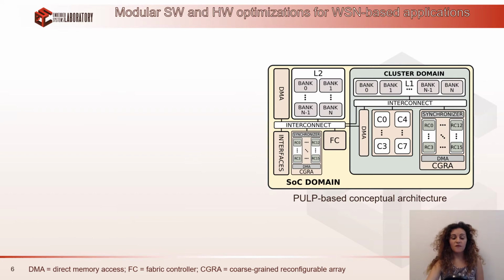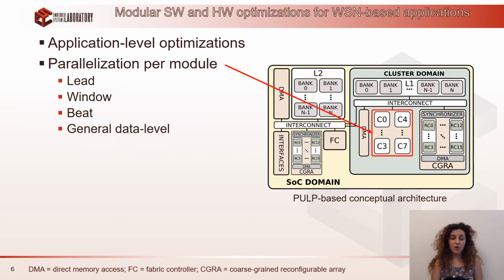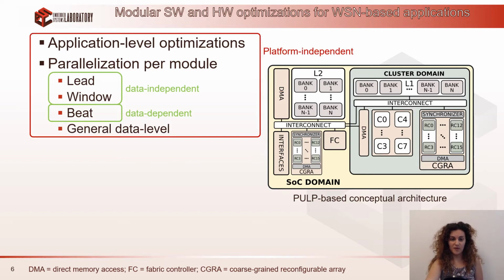In the context of WSN-based biomedical applications, we propose modular software and hardware optimizations to maximize the speed-up and overall reduce energy consumption. First, we describe some application-level optimizations. Then we propose a top-down approach for parallelization per module, which includes data-independent techniques to achieve higher speedups, and then data-dependent and general data-level optimizations.